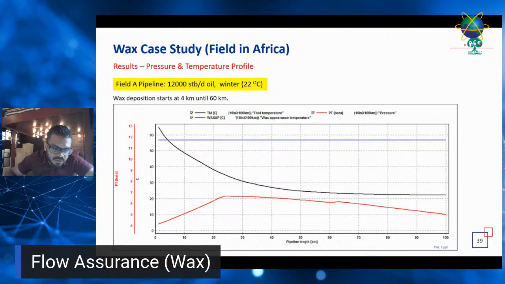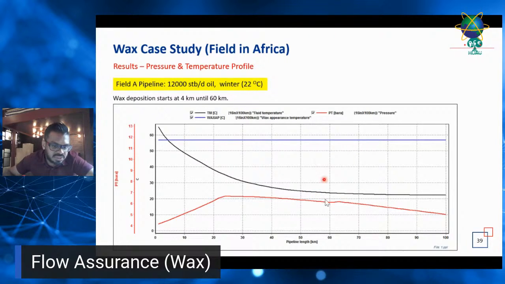So if you look at it, at the beginning of the pipeline, we will have a higher rate of wax deposition. As you move along the pipeline, the deposition rate will reduce, and at this point here, when your ambient temperature and your fluid temperature reach equilibrium and there's no temperature gradient, there will not be any deposition on the inner pipe wall anymore.